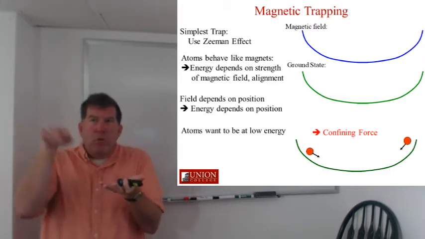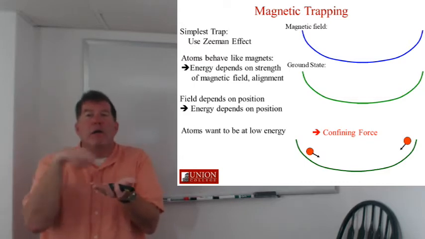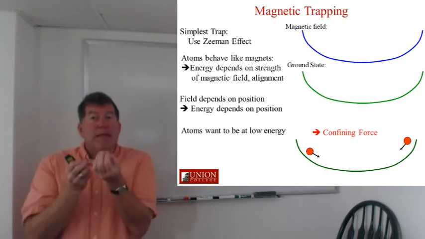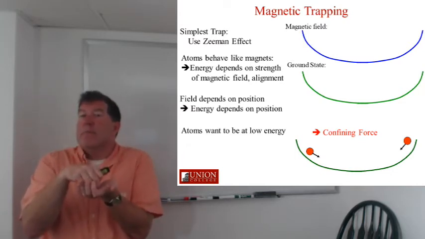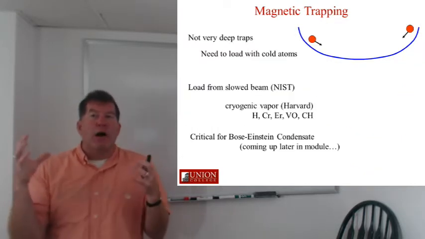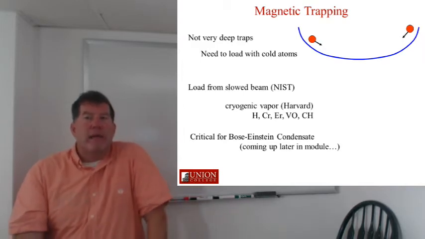So these atoms, in this magnetic trap, will behave sort of like they're marbles rolling around in a bowl. They want to be at the point of lowest energy, which is right in the center where the magnetic field is a minimum. Right? You can use this magnetic trapping to hold a sample of cold atoms, provided you get them cold enough to begin with.